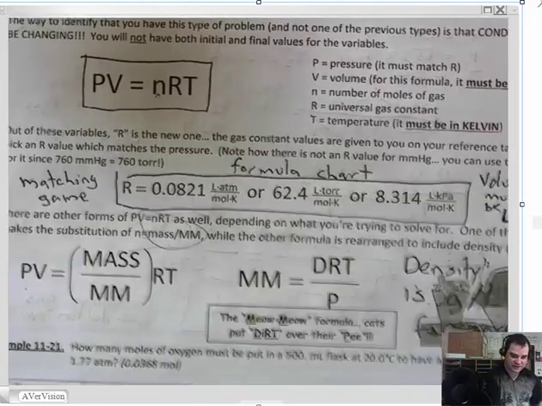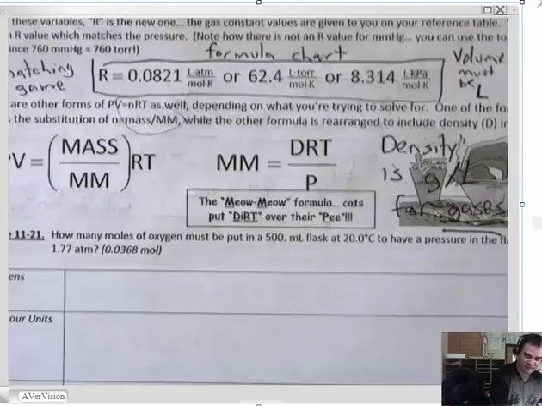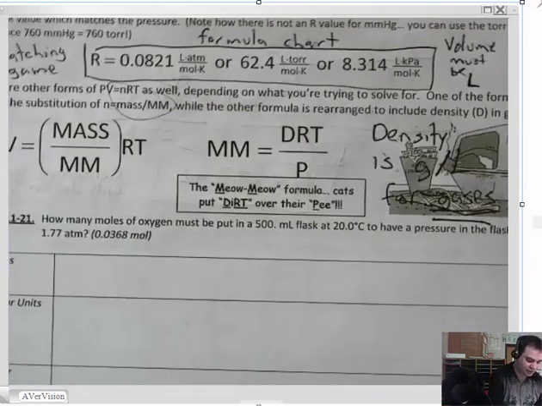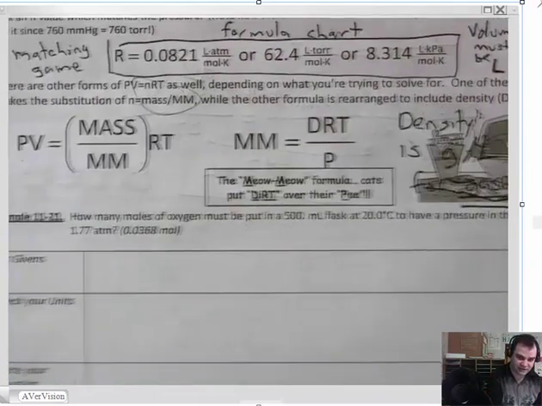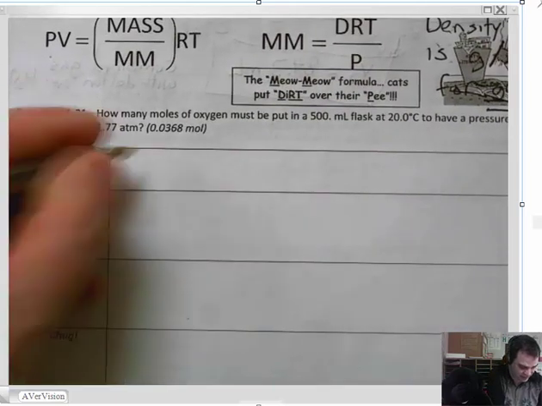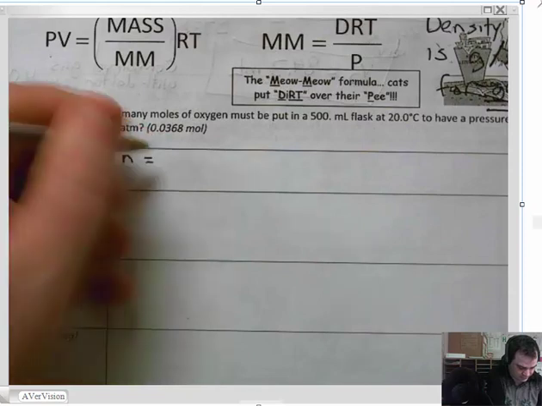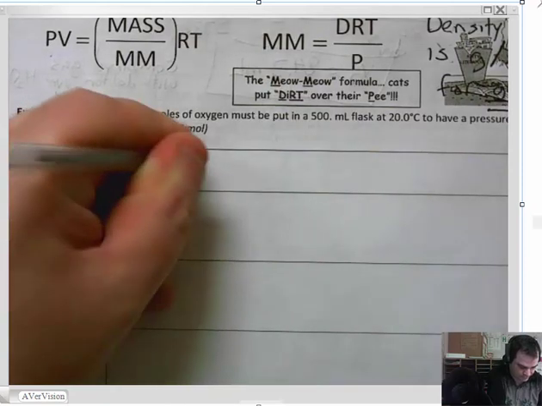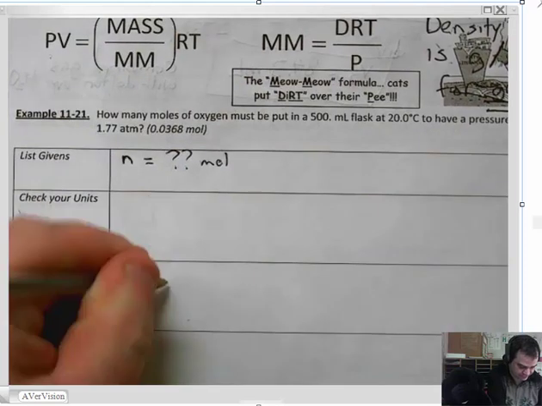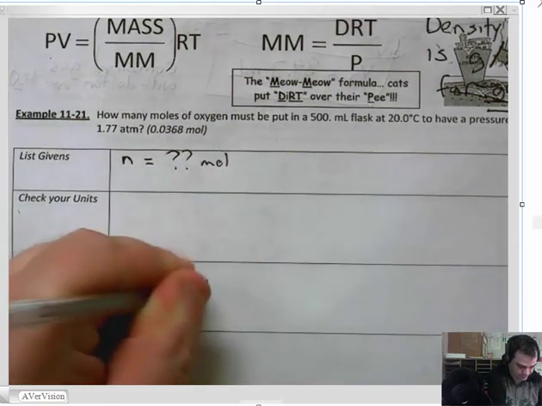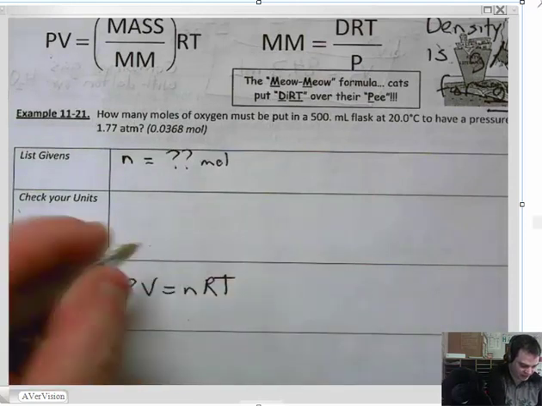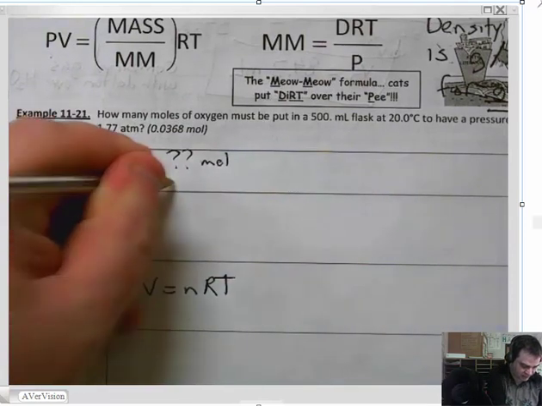So here we go. We should try to do one of these problems. How many moles of oxygen? I'm looking for moles, that is n. So immediately I already know it's PV equals nRT. The gas must be put in a 500 milliliter flask. Volume is 500 milliliters.